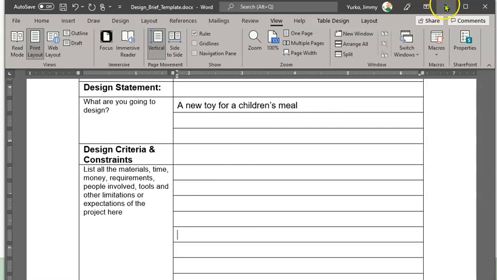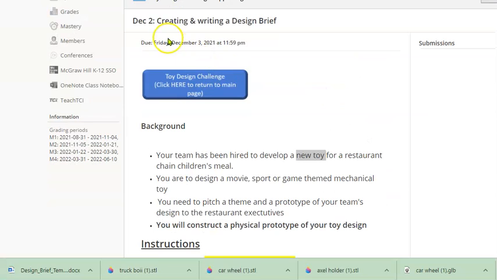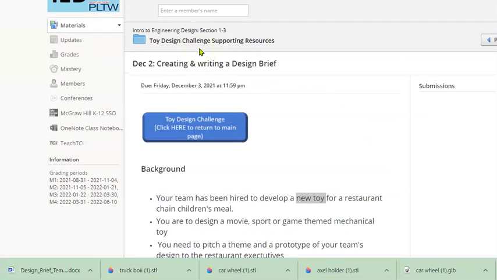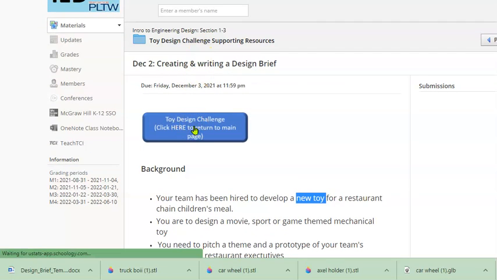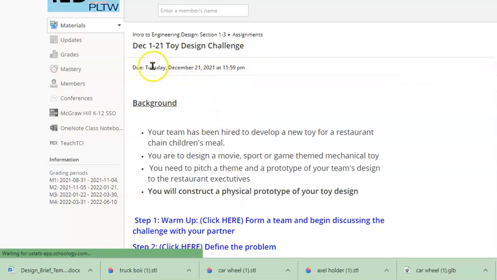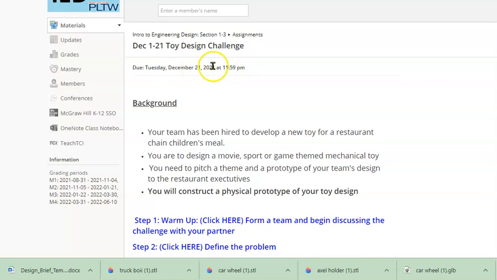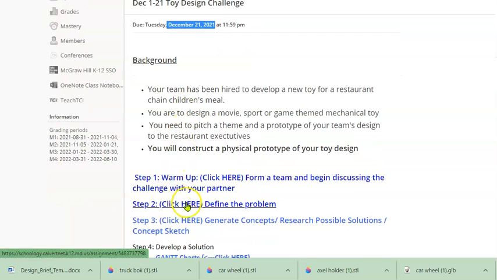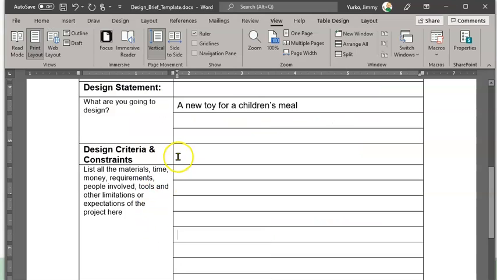Now, does this project have a deadline? Friday, no, that's not the one. Let's go back to the whole project, see what our project is. Project is due December 21st. So we have a deadline to finish this project by December 21st. So let's go back to our design brief. So the deadline is our time, we've got a deadline.